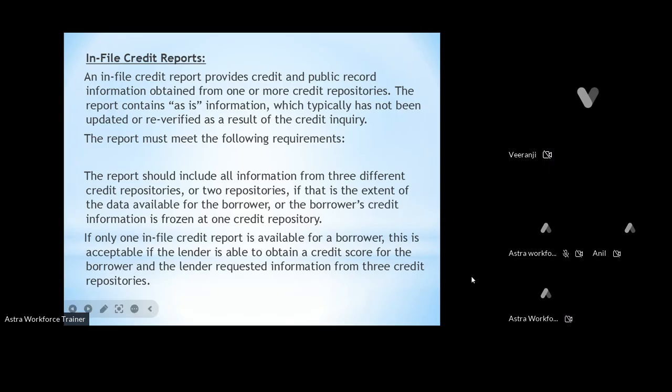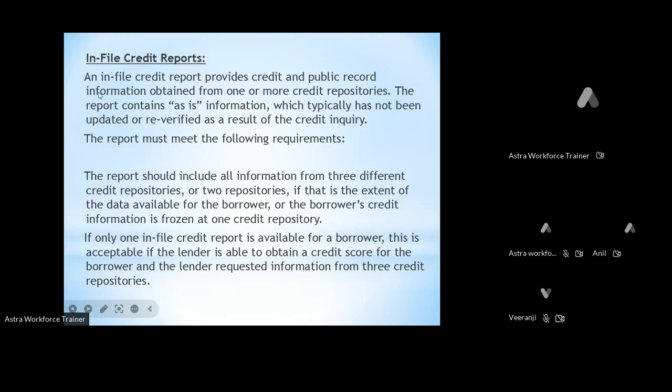This is acceptable if the lender is able to obtain a credit score for the borrower and the lender requested information from three credit repositories. Okay, so the in-file credit report is nothing but as-is information, which is not verified information, or you can say it's tentative information. Maybe the borrower may have this credit or not. It's like a not confirmed one, which we will not use.